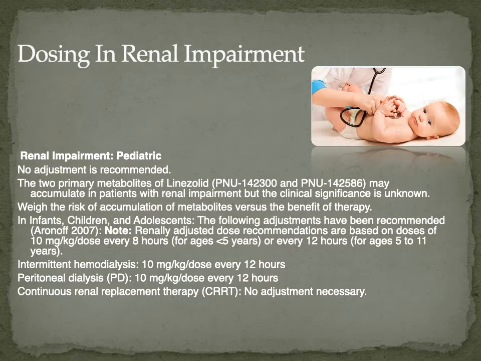In children undergoing intermittent hemodialysis, 10 mg per kilogram per dose of linezolid should be administered every 12 hours. In children undergoing peritoneal dialysis, 10 mg per kilogram per dose of linezolid should be administered every 12 hours. In continuous renal replacement therapy, no adjustment is necessary.